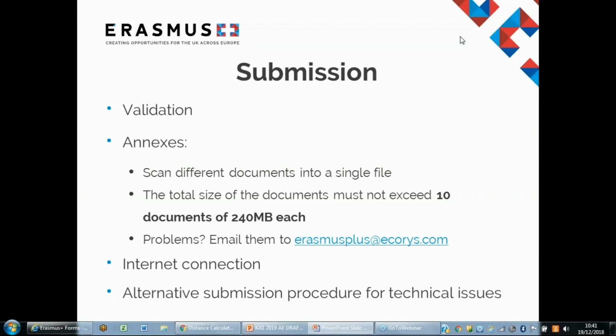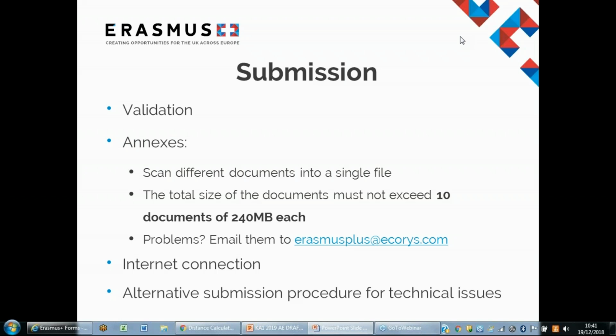If you experience problems attaching annexes after having checked these aspects, you can email them to erasmusplus@ecoris.com before the deadline of 11 a.m. on 5th February 2019, clearly stating which application form they relate to by providing the application hashcode, and also tell us your organization's details and project name. However, please only do this as an exception and ensure you have followed all the available guidance first.